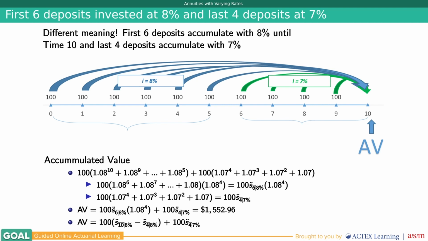One additional note. You may remember that an accumulated value determined after the last payment is made, or another way to say it, s-angle-n valued at time n plus k, can be expressed as s-angle-(n plus k) minus s-angle-k, as long as the interest rate is the same for the entire period. Therefore, we can express the value of the first 6 payments at time 10 as s-angle-10 at 8% minus s-angle-4 at 8%. This is the equation shown in the last bullet point, and the total value is the same as before, $1,552.96.